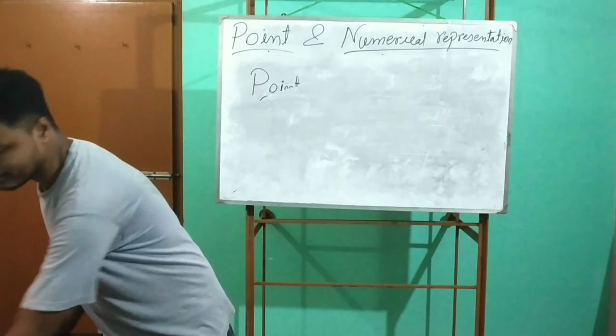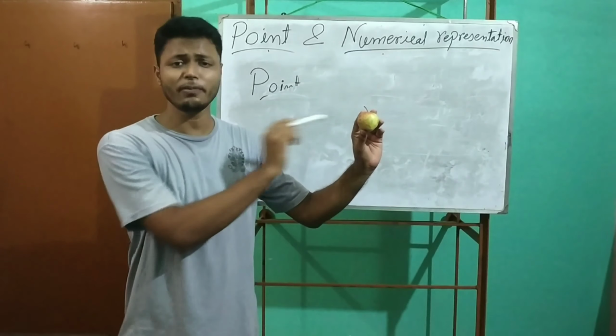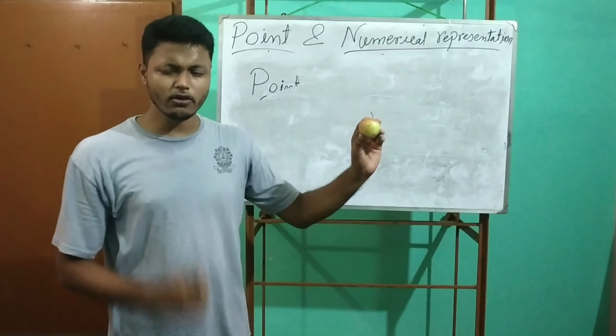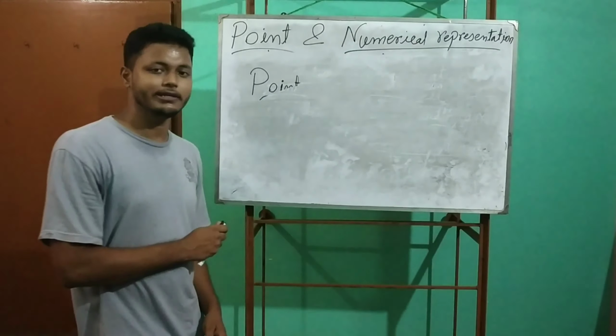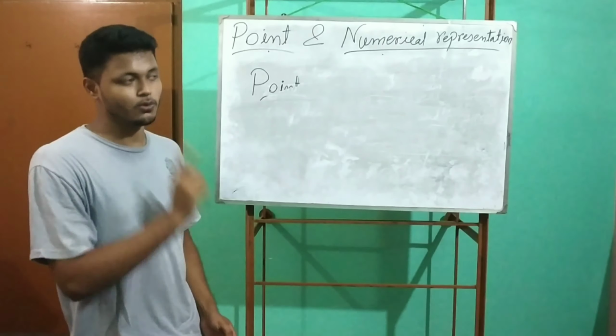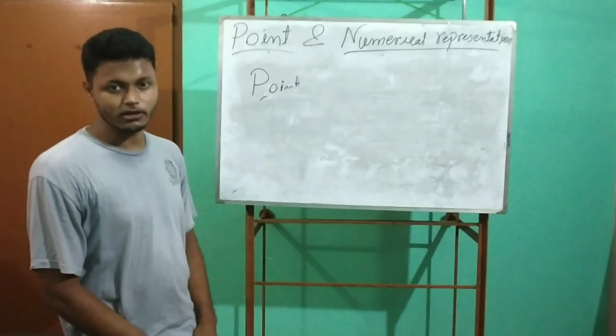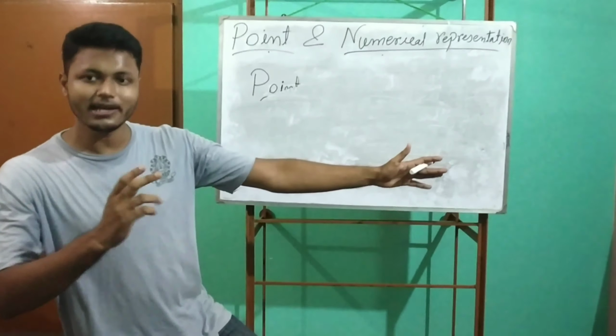Suppose this apple were representing a particular location, but with this apple you can't do any mathematical analysis. So to do mathematical analysis, to do any calculation, you need a number. So that's why it is important to present the point or any location with a numerical entity.